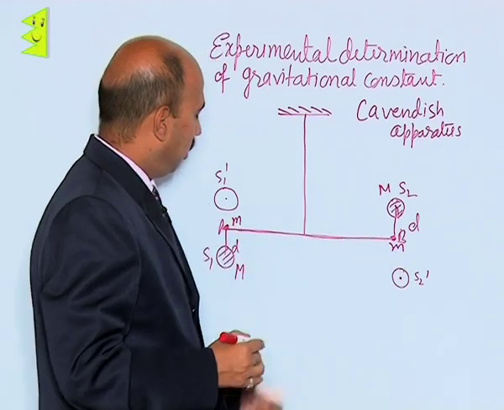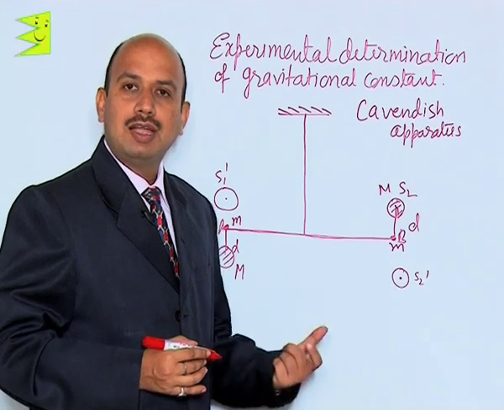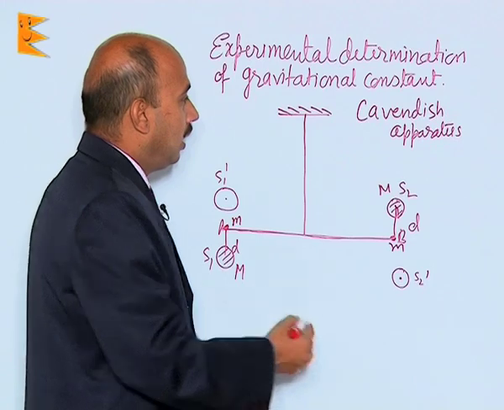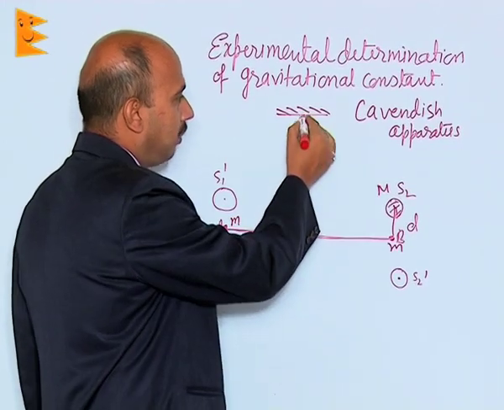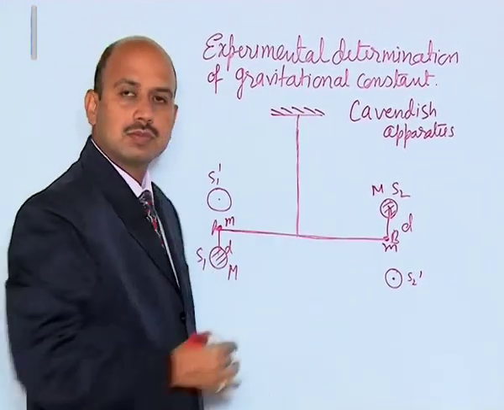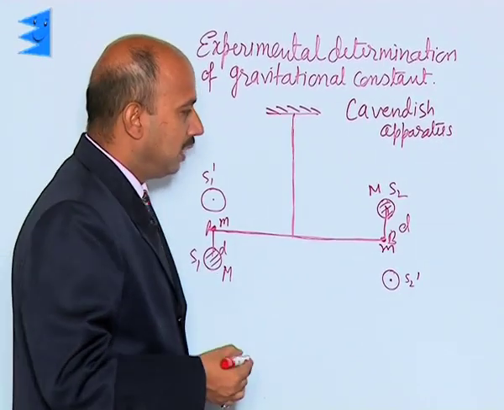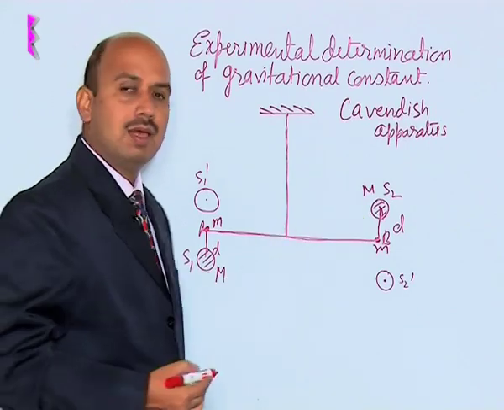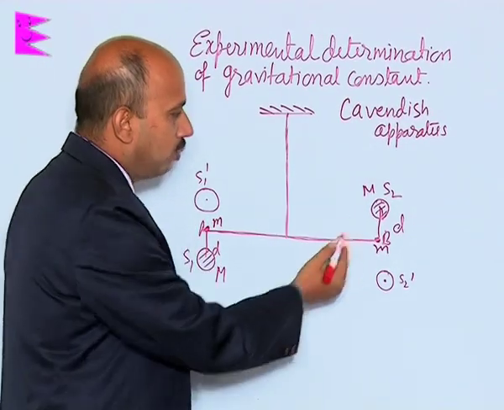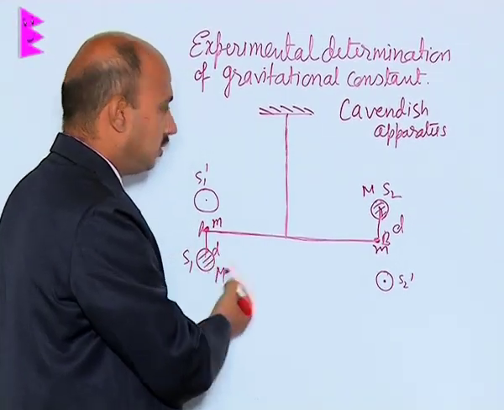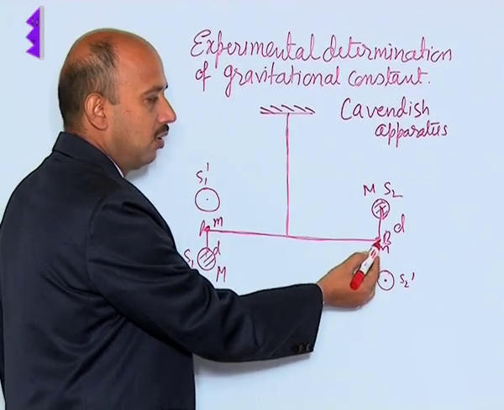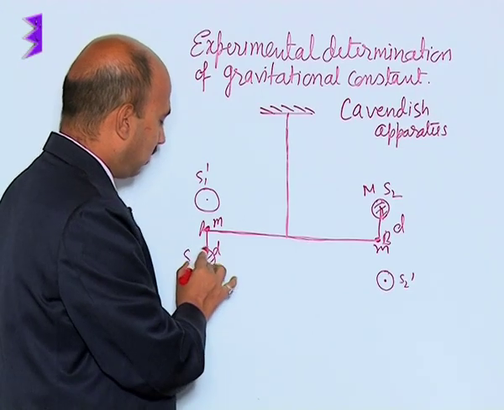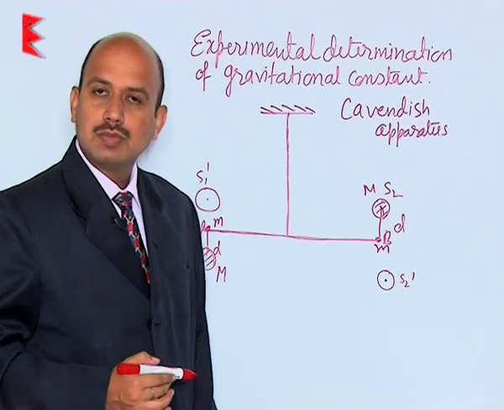At the ends of this rod there are two small lead spheres having masses m and m, and this rod is suspended by a thin wire. There are two big spheres, S1 and S2, of masses capital M. These two masses are placed opposite to each other, like B is here and mass S2 is placed over here, and then A is here, mass S1 is placed over here.